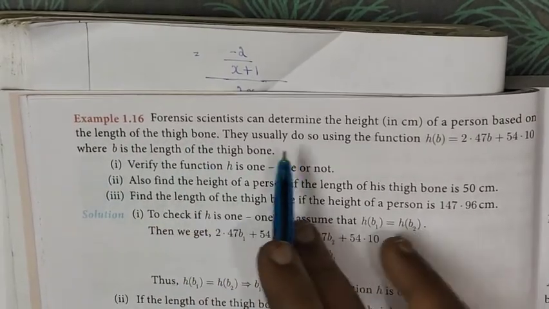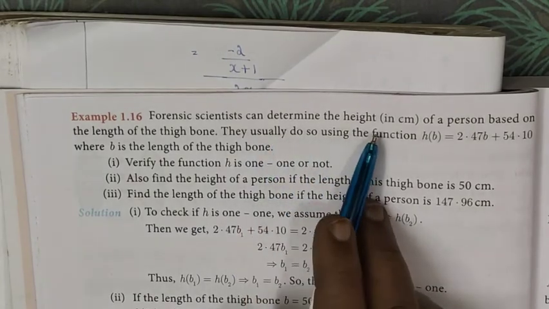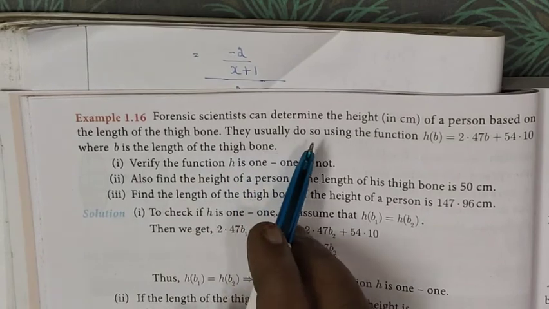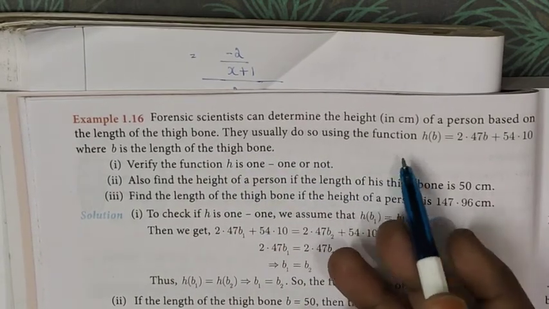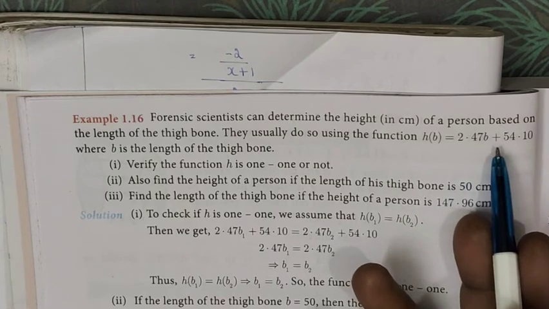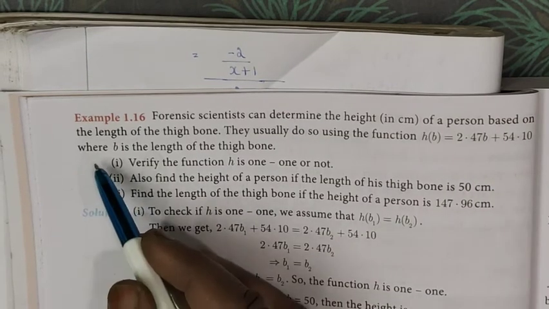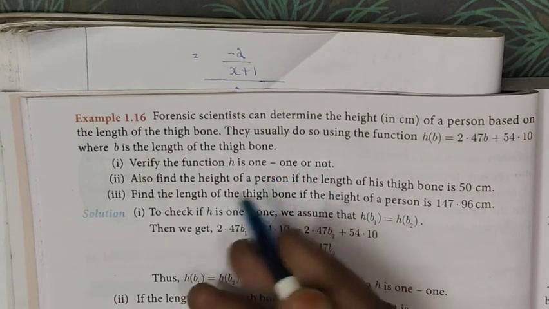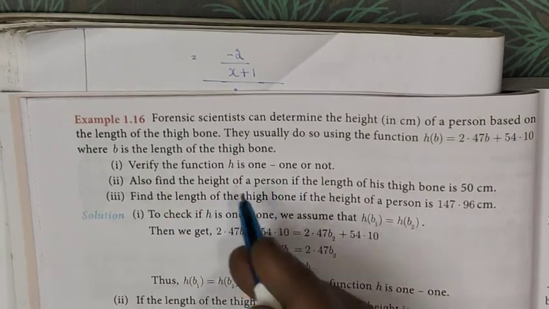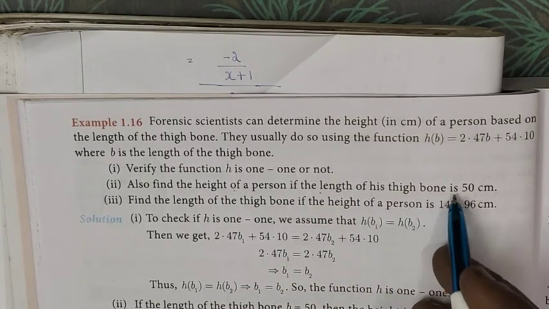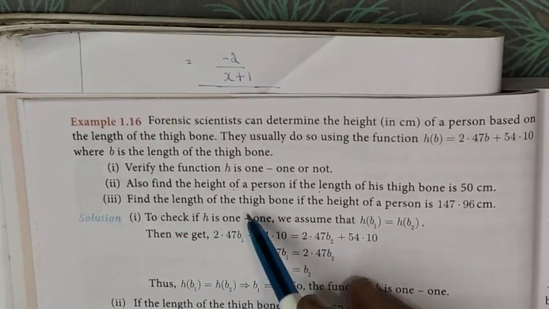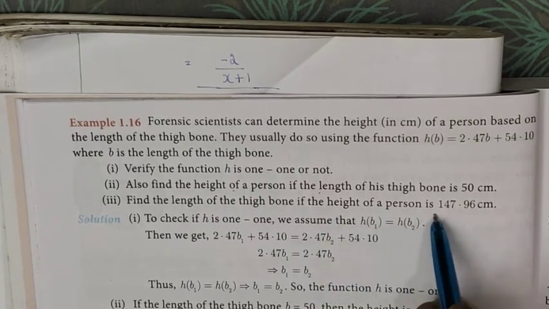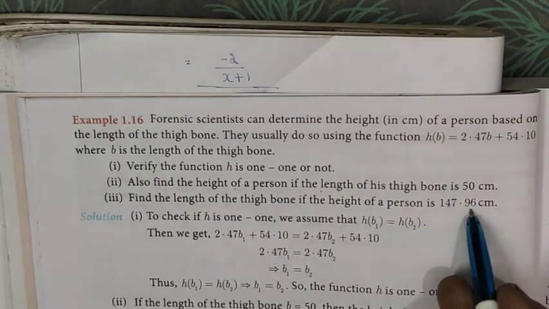Example 1.16. Forensic scientists can determine the height in centimeter of a person based on the length of their thigh bone. They usually do so using the function h of b equal to 2.47b plus 54.10, where b is the length of the thigh bone. Verify whether the function is 1 to 1 or not, and also find the height of a person if the length of his thigh bone is 50 centimeter, and find the length of the thigh bone if the height of the person is 147.96 centimeter.